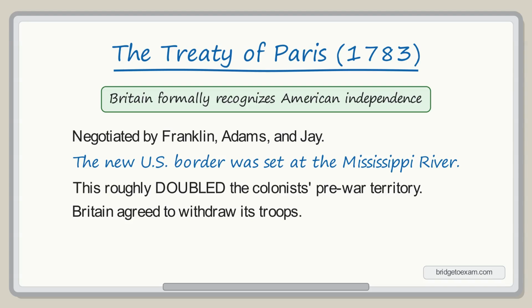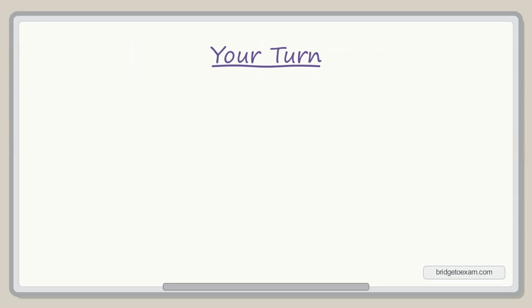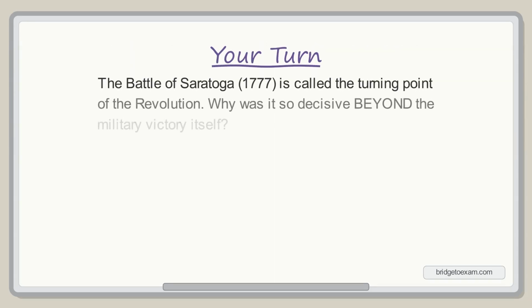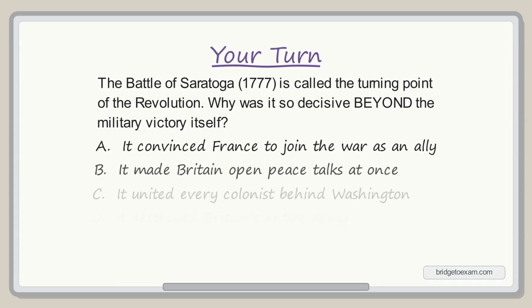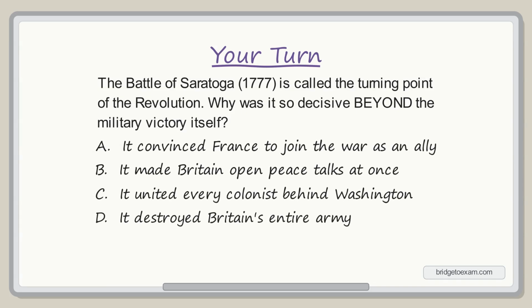That huge territory east of the Mississippi set the stage for the westward expansion of the next session. Let's test it. Saratoga is called the turning point of the revolution. Why was it so decisive beyond the battle itself? Pause and choose.